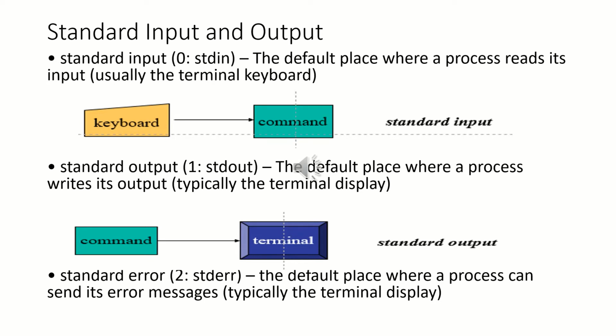The third one is standard error, fd2, file descriptor 2, stderr. It is the default place where the process sends its error messages, typically the terminal display, showing what type of error was generated while running the program.